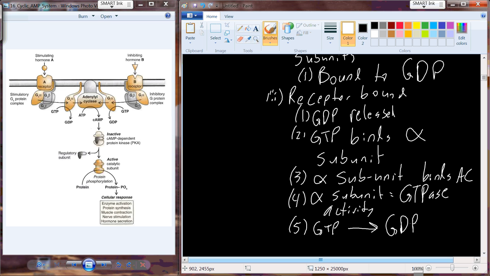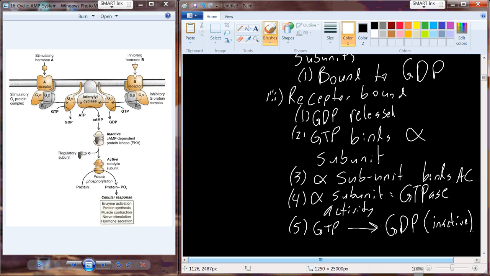Now, in that process, we have GTP that's converted back to GDP. And once we're converted back to GDP, we're now back in that inactive state. Now, up here in the figure, it kind of shows adenylate cyclase. It looks like maybe an intermembrane protein or a peripheral protein, and the G protein sort of moves and translocates.